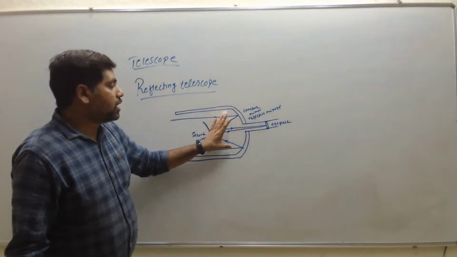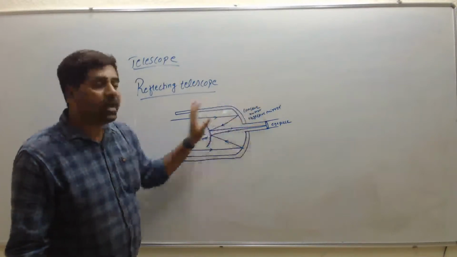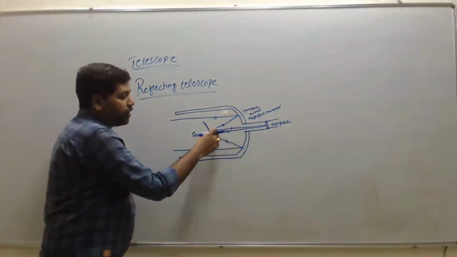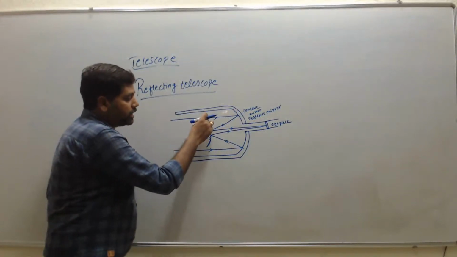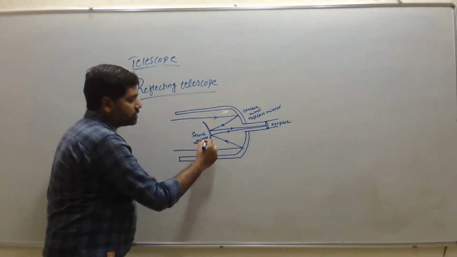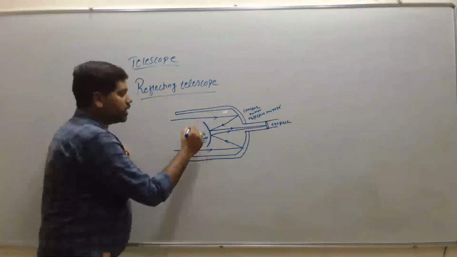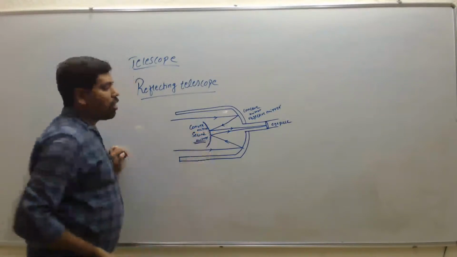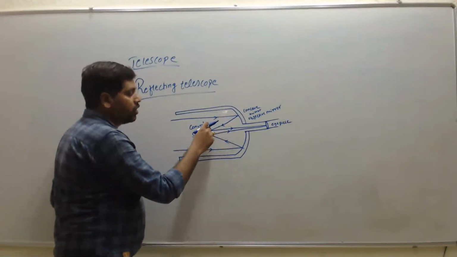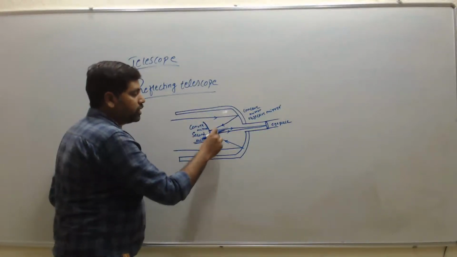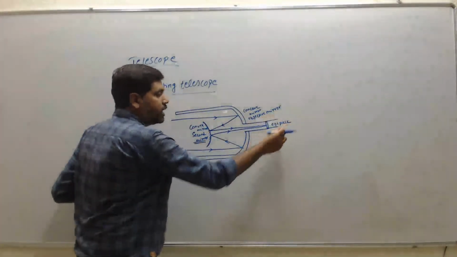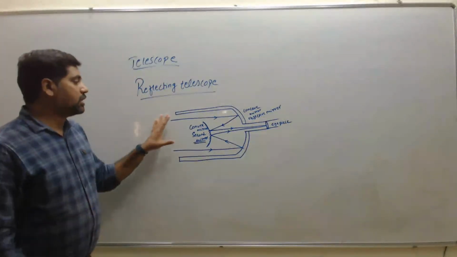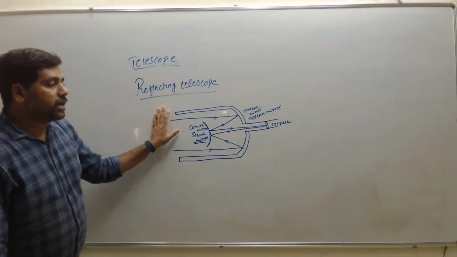The parallel rays which are incident on the concave mirror will meet at the focus. Before the reflecting rays meet at the focus, we placed one more mirror. That mirror is the second mirror, which is the convex mirror. After incident on the convex mirror, these rays will meet at the eyepiece. So this is about the construction and working of the reflecting telescope.